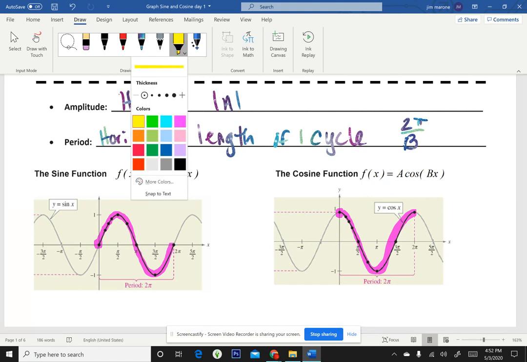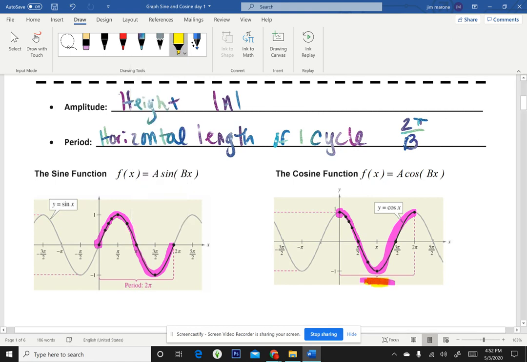So you can see here that the period is 2 pi. This one full cycle, the period is 2 pi. And that does change. You can see here that the cosine function is f of x equals a times the cosine of bx, and the sine function is f of x equals a times the sine of bx. Again, the sine starts at (0, 0), the cosine starts at (0, 1).